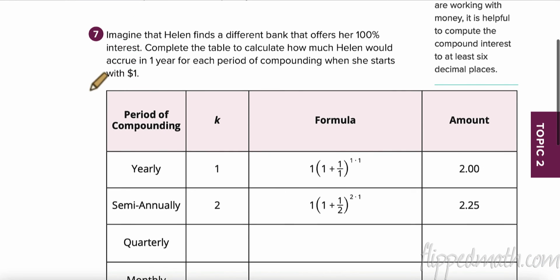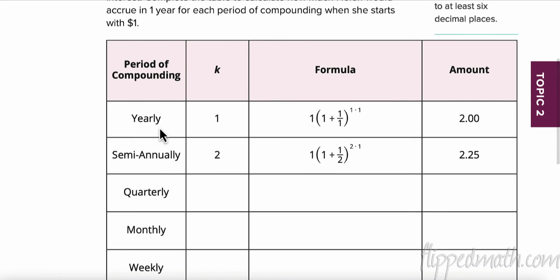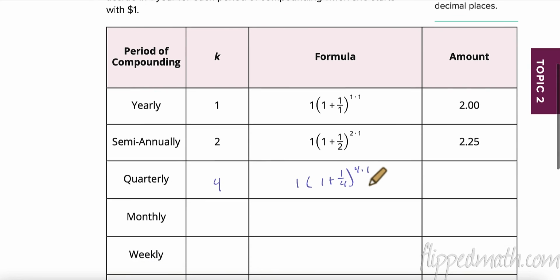All right, imagine that her bank offers her 100% interest. Wow, that's great. Complete the table to calculate how much Helen would accrue in 1 year for each period compounding when she starts with $1. So if you look here, yearly, number of times I compounded was 1, put in the formula, and I get $2. All right. Down here, semi-annually means 2. Plug in instead of my K is really the only thing I'm changing here, right? Quarterly, that would be 4. So this would be 1 times 1 plus 1/4 to the 4 times 1. You can find that calculation.